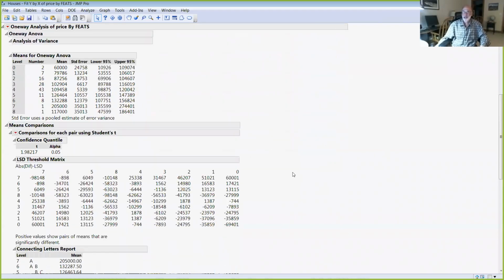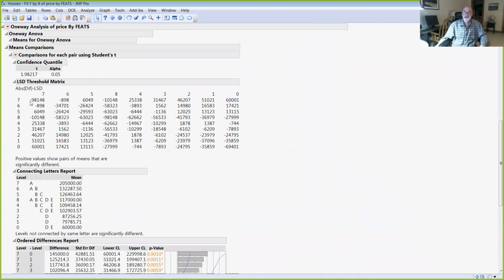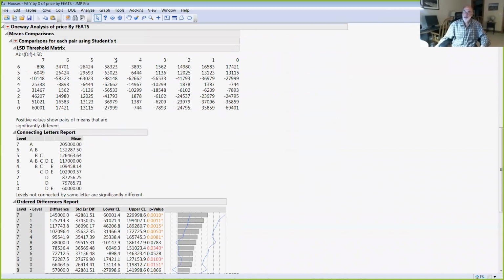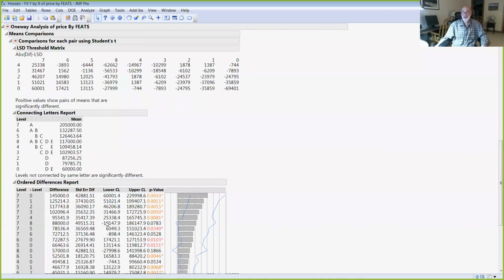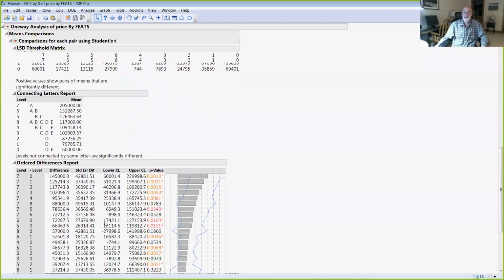Or you could look at it using the least significant difference threshold matrix. It gives you the same answer, just a different way. I wouldn't do that either. Better is the connecting letters report, which is a reasonably compact way to describe this, or the ordered differences report, which is rather lengthy but very easy to interpret.